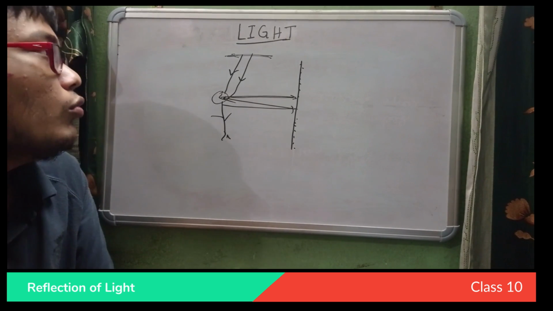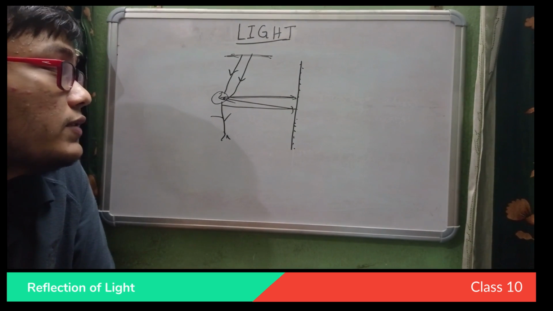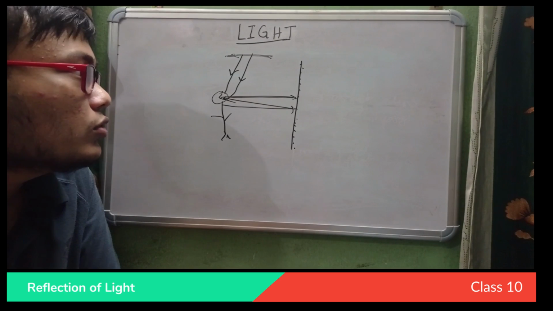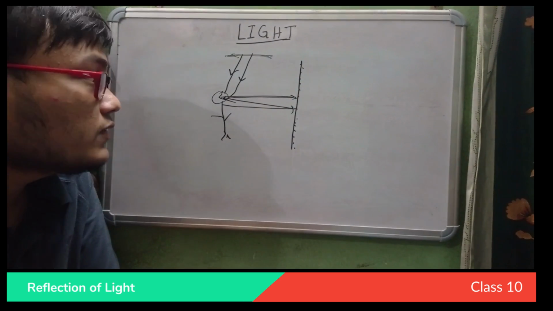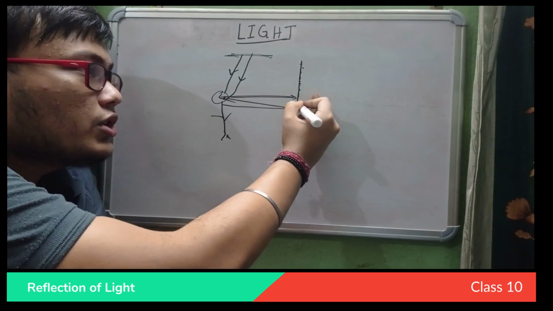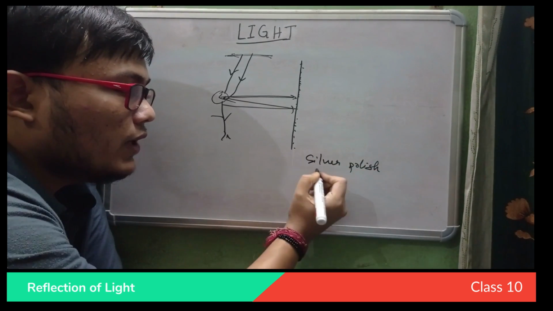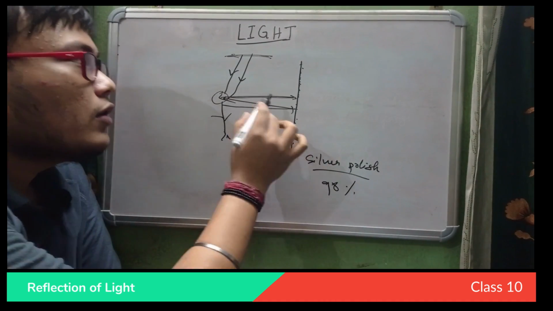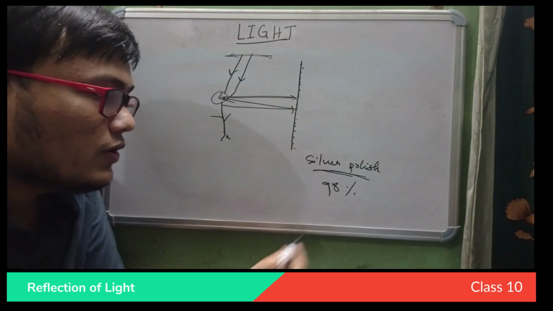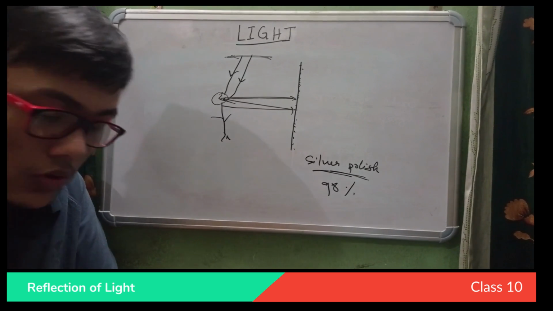If this was a glass door, we know we can see through a glass door, right? So what is the difference between a plain mirror and a glass door? A glass door is transparent and we can see through it, but mirrors have a silver polish which reflects 98% of the light rays falling on it. So the silver polish does not allow the light to pass through it and hence makes them opaque.